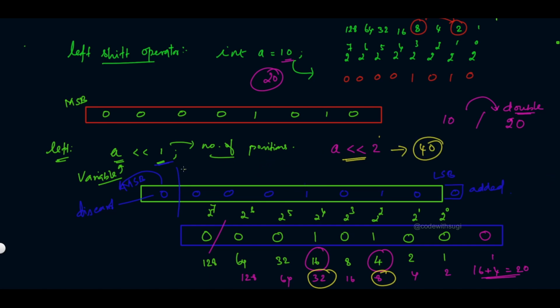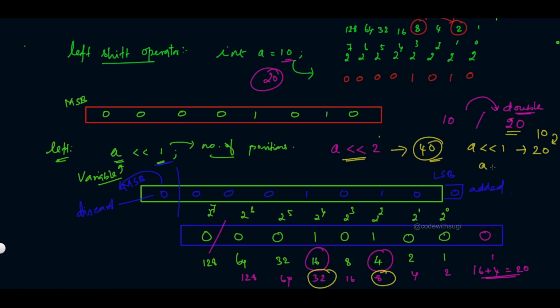Based on the number of positions you will get the output. We saw one example with 10, right? If you perform a left shift operation with one position, then you will get 20. In that same way, if you perform a 2 position left shift operation, then you will get the output as 40. For the one shift you got output as 20. Initially you had 10, then you got 20.